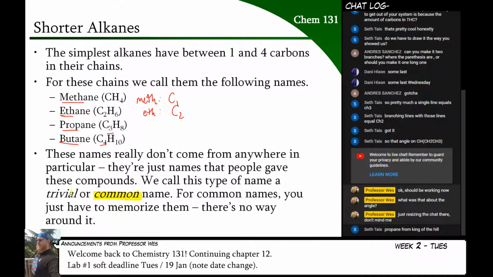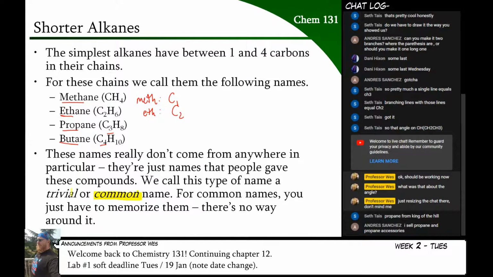Propane and butane, not as much, because as they get bigger, it gets harder to make them as a side chain. And yeah, if you watch King of the Hill, you know all about propane and propane accessories.